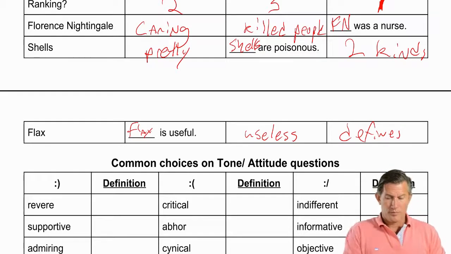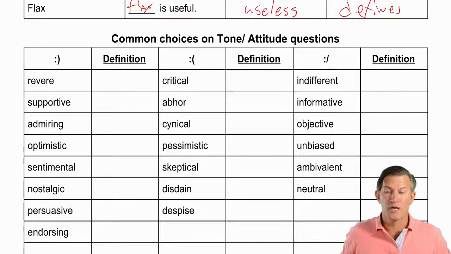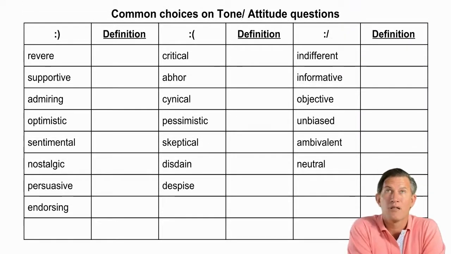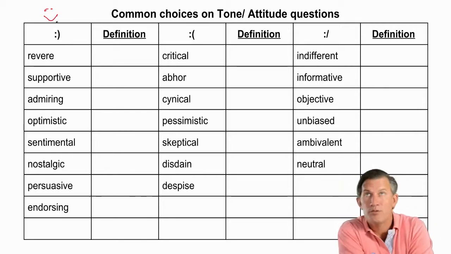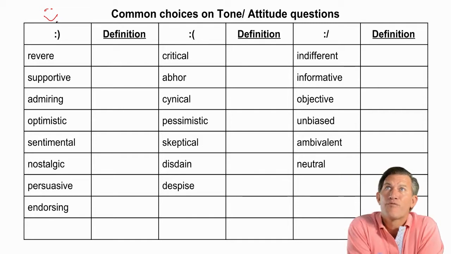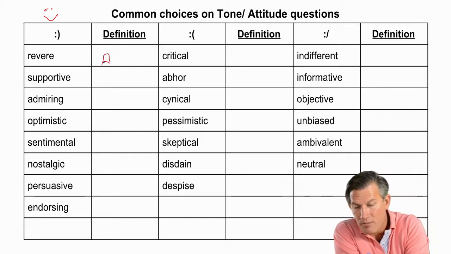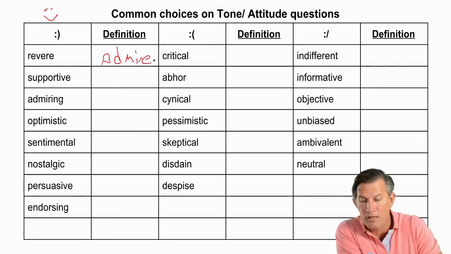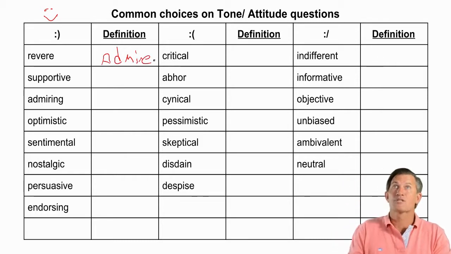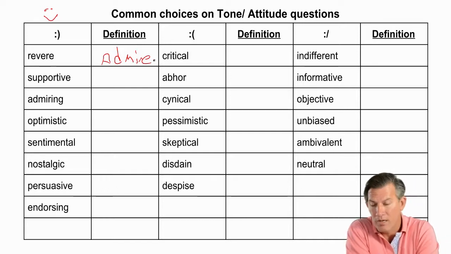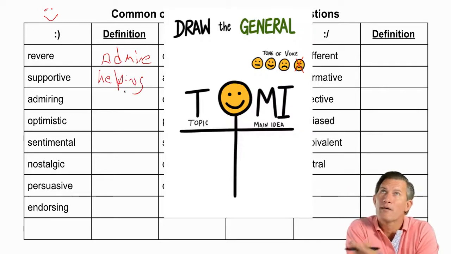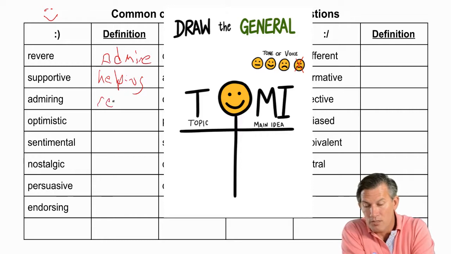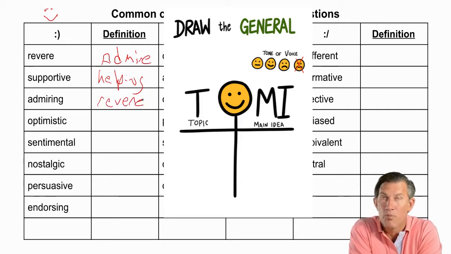Okay, so I've made you a list of 3-column notes, actually 6-column notes. Let's see, 1, 2, 3, 4, 5, 6, and then all of these are the happy ones. Okay. So, do you know what any of these mean? Do you know what it means to revere someone? To revere someone is to admire them. So, let's keep these definitions simple. We know what it means to support people. So, supportive is helping. Admiring. Well, admiring is like revere. Okay, so these are synonyms for each other. You look up to someone.